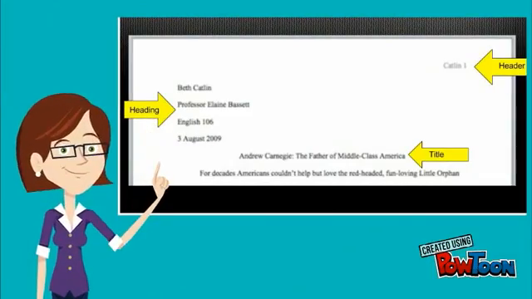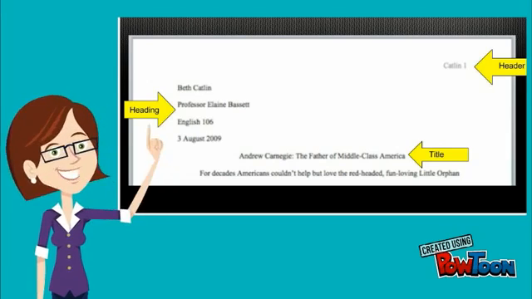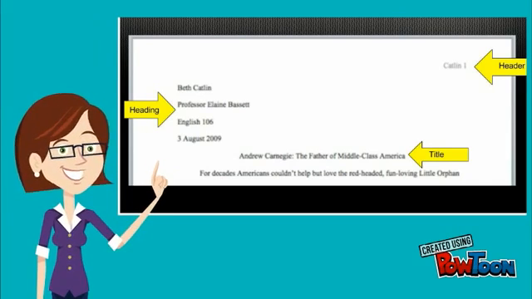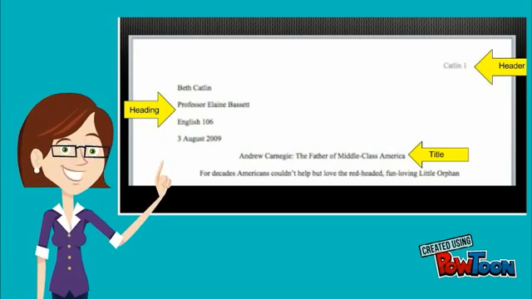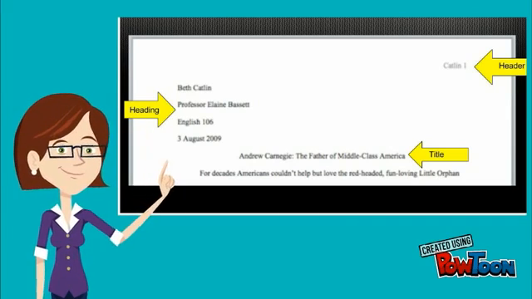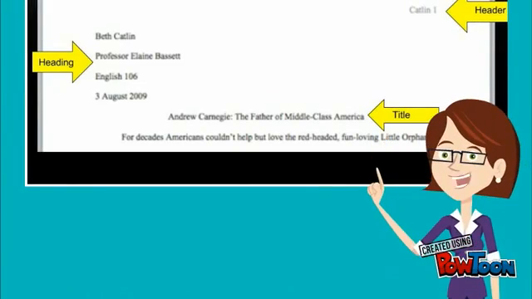Next, you will want to add in your heading. Unlike the header, which goes on every page, the heading goes only on the first page. It consists of your name, your teacher's name, the class or assignment, title, and the date. Each item in the heading goes on a separate line and is aligned to the left, as you can see here. Now let's talk about your title.